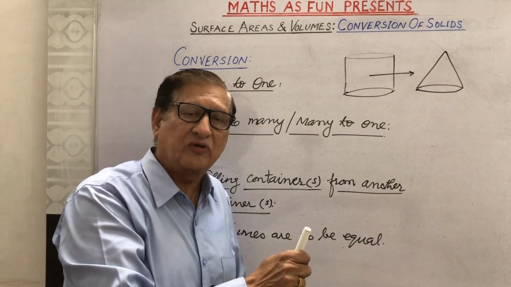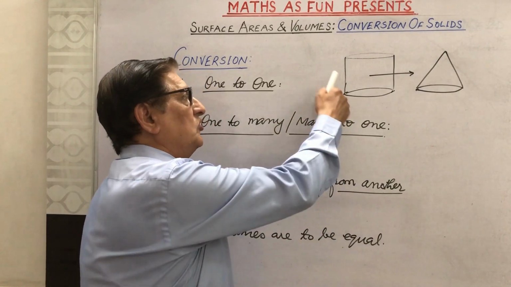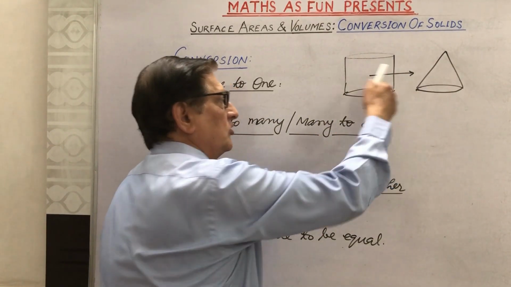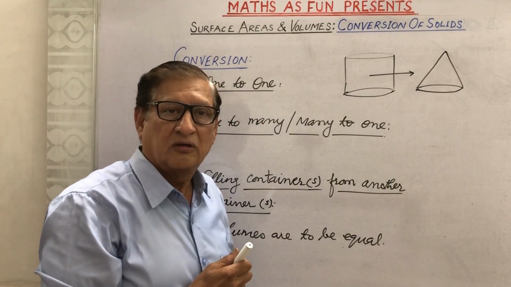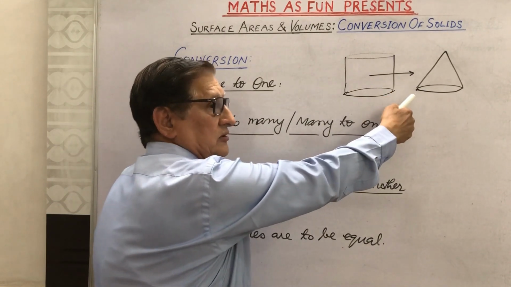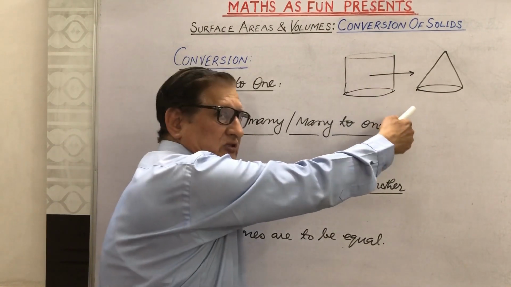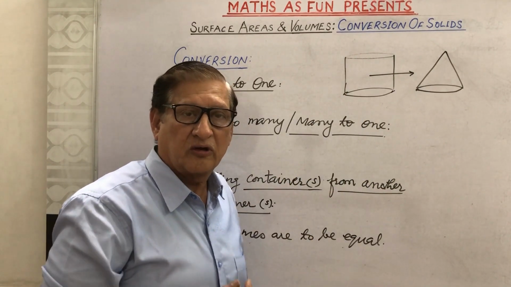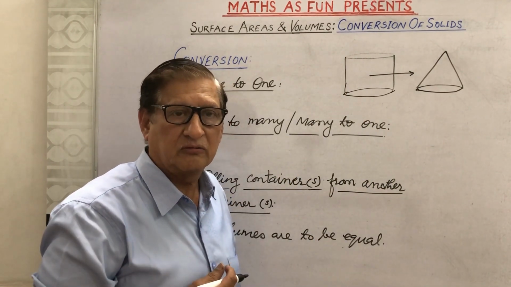The main thing we have to see is that the volume of the material of which it is made will be the same as the volume of this. And applying this particular concept we can find out the different measurements, different dimensions of this particular solid which has been formed now.